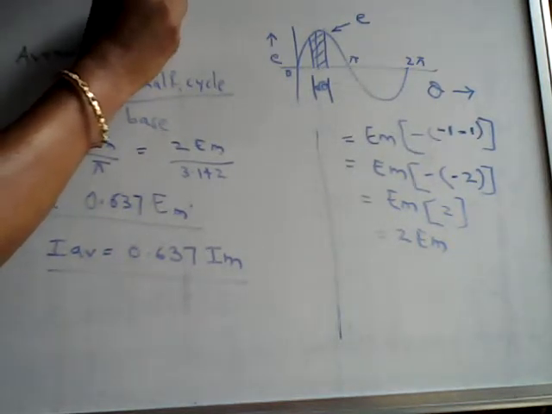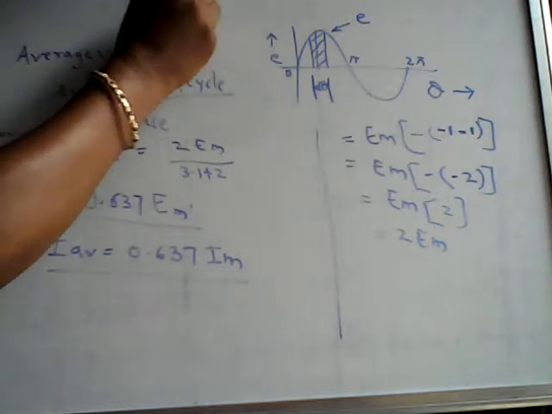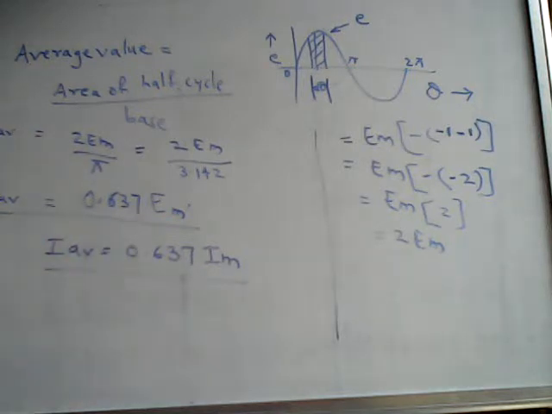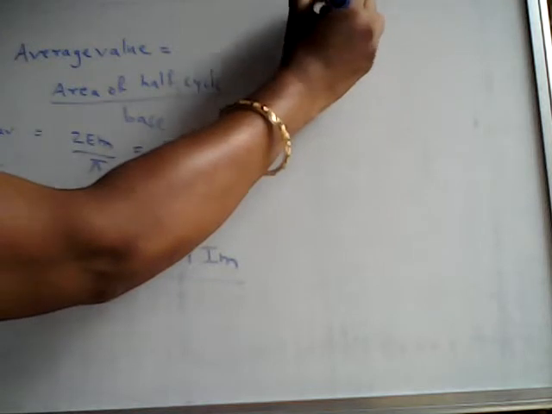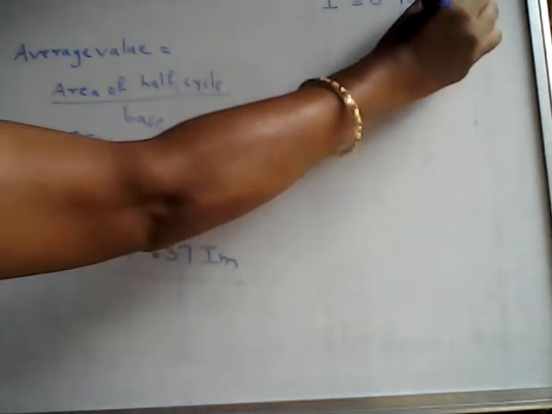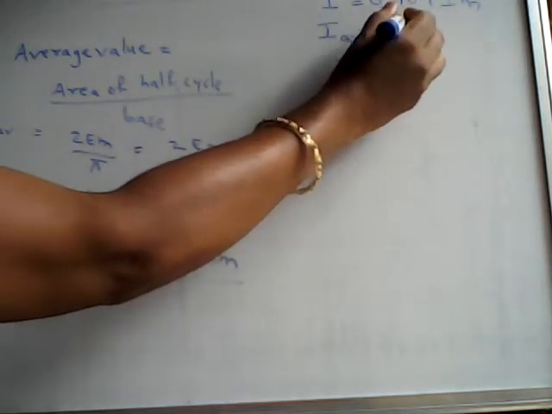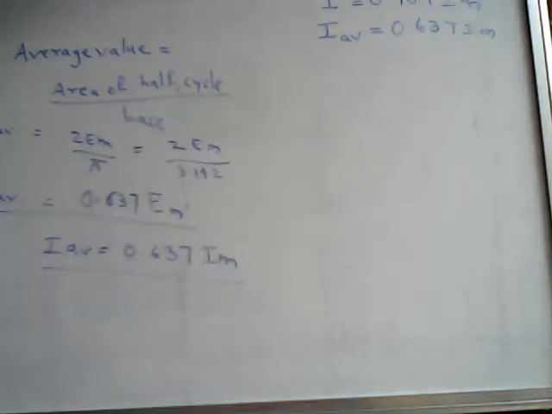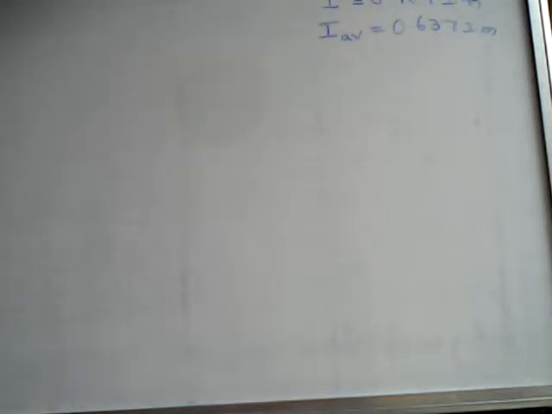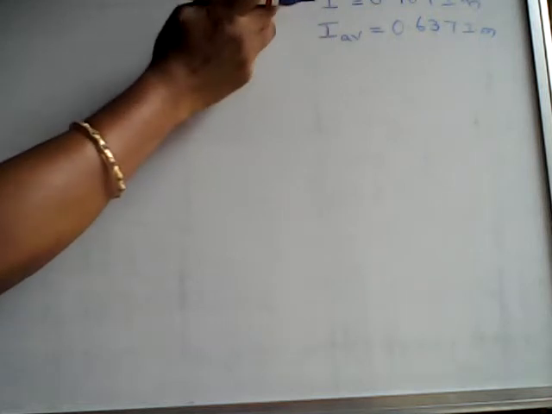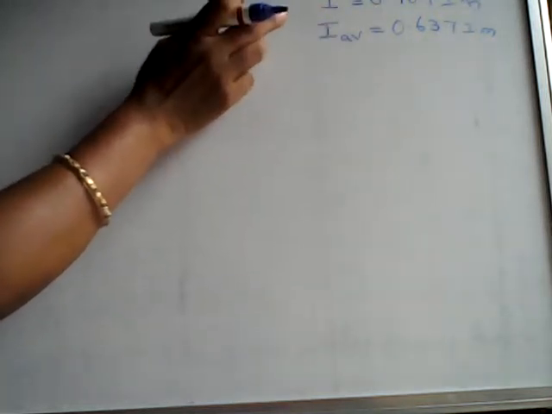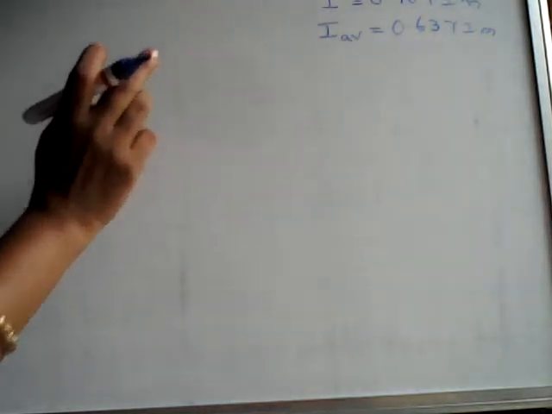Next topic is form factor. We got IRMS as 0.707 times the maximum value. We got I average as 0.637 times the maximum current. Form factor is defined as the ratio of effective value, that is nothing but the RMS value of an alternating current or alternating quantity. If we take it as voltage, then we can say it as the ratio of alternating quantity, that quantity may be voltage or current, to the average value, is called as form factor.